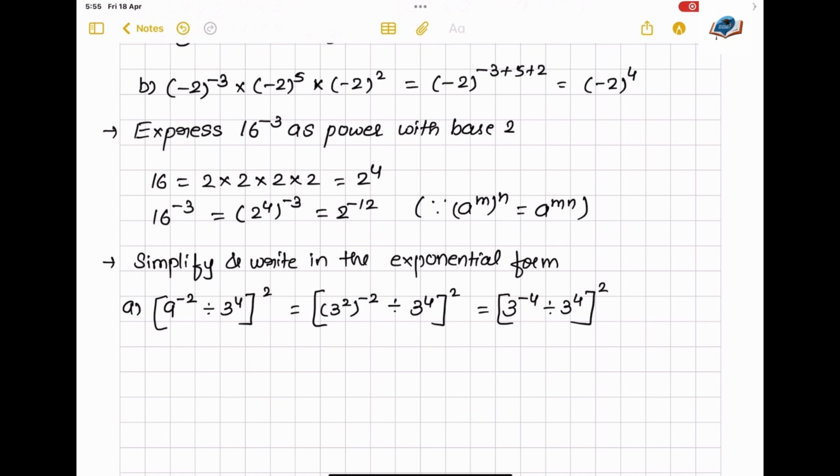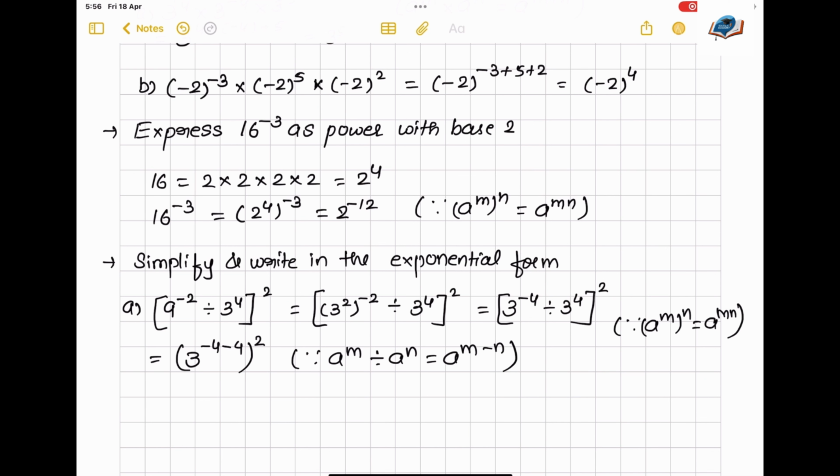So here the identity I have used is a raised to m whole raised to n equal to a raised to mn. Now this will be equal to 3 raised to minus 4. So now see, divide is there. So minus 4 and divide means minus again 4 whole raised to 2. Here the identity which I have used is a raised to m divided by a raised to n equal to a raised to m minus n. So this is 3 raised to minus 8 whole square. That is 3 raised to minus 16.